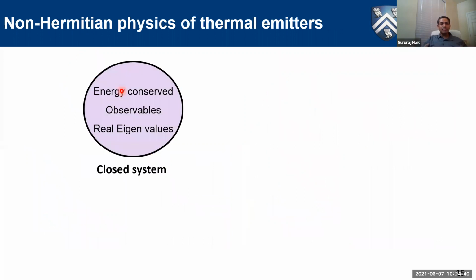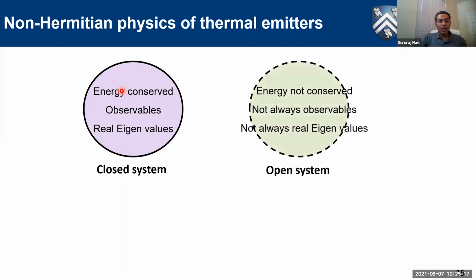So for that, let's step back and find out how we write the mechanics of such a system, a thermal emission system. A thermal emission system is not a closed system. Why? In a closed system, energy is conserved. You don't have any exchange of energy with the outside. And hence, we have observables as the outcome of the system. We have real eigenvalues, and this is a Hermitian system. We know that the Hamiltonian is Hermitian, and Hermitian physics nicely captures closed systems. But a thermal emitter is not a closed system, it's an open system. First of all, it has absorption loss.